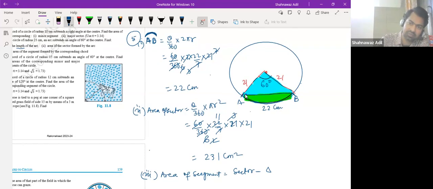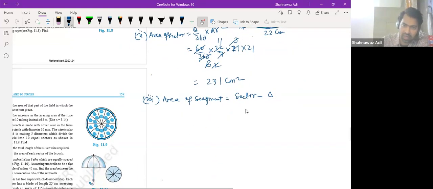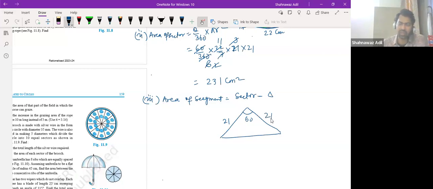That is 234. So to calculate the area of triangle, what we will use? Area of triangle. We have this triangle. This is 60. This is 21. This is 21, right? So area of triangle would be how much? Root 3 by 4 r square. 3 by 4 r square.